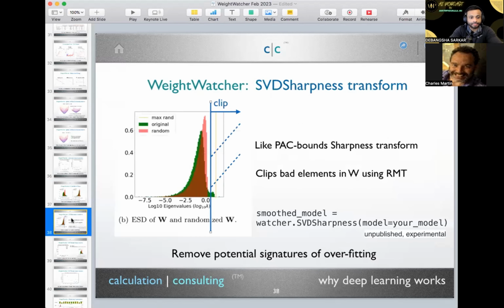Interesting. And we even have a method, and the tool will actually clip it out for you. If you see this in your model, there's a tool called SVD sharpness. It will clip it out, and then you can run another version of backprop. You can keep running. Wow. It's similar to a PAC-Bayes sharpness transform. But again, you train for one pass, and then when you see that there is a correlation trap, you clip it there, and then you keep training from there. This is what we're trying to do now.